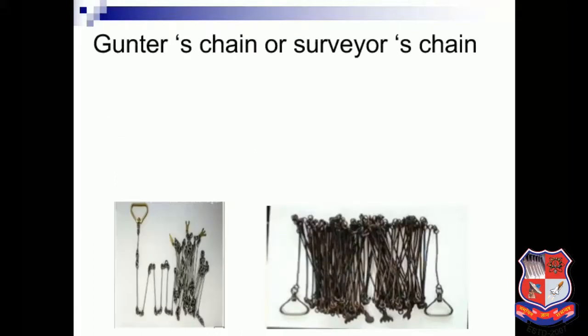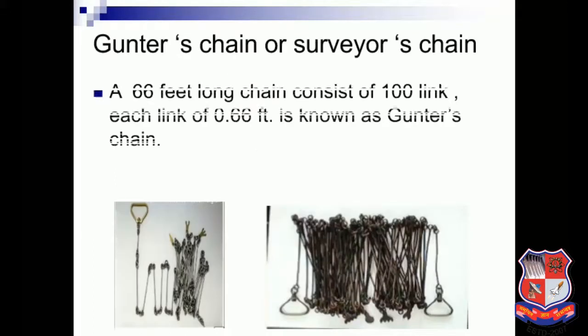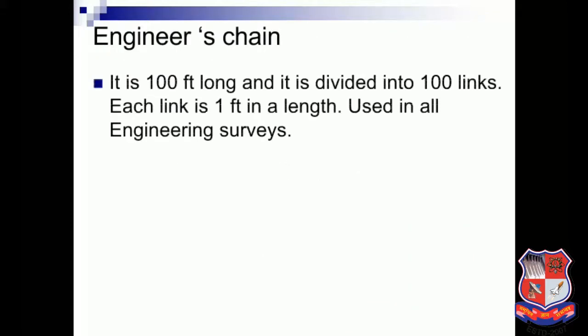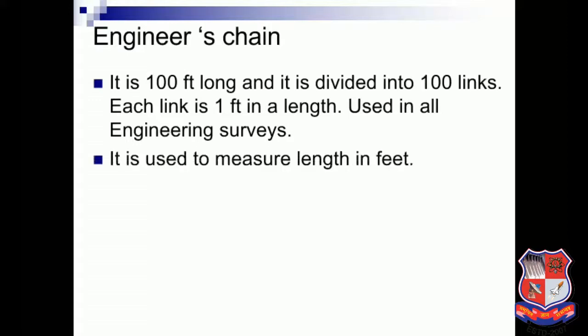Next one is Gunter's chain, or you can say the surveyor's chain. A 66 feet long chain consists of 100 links. Each link of 0.66 feet is known as Gunter's chain. This chain is suitable for taking lengths in miles and areas in acres. Now, the engineer's chain is 100 feet long and divided into 100 links. Each link is 1 foot in length, used in all engineering surveys. It is used to measure length in feet.